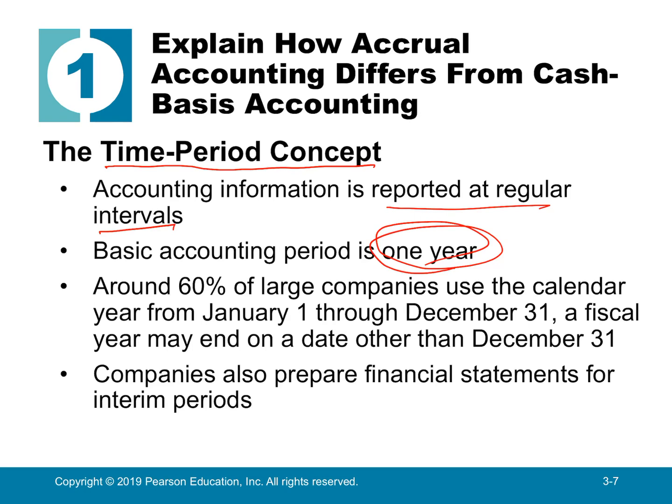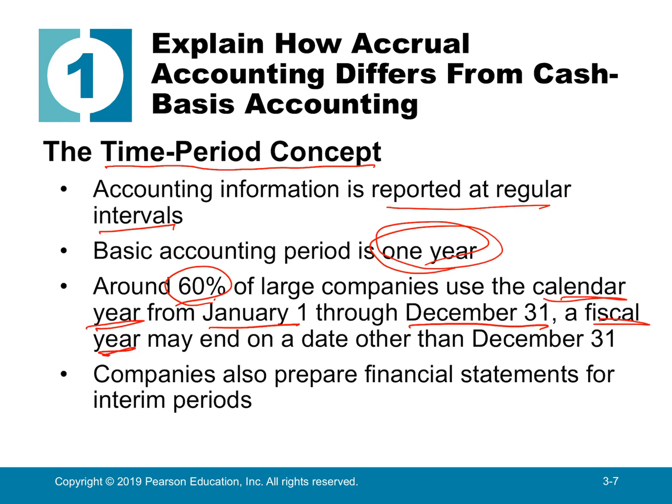But most large companies do official statements once a year. They might do some in the interim periods, but audited, properly done financial statements are usually done once a year. Many companies, about 60%, will use January 1st through December 31st as their fiscal year, right? So fiscal means like financial year. January 1st to December 31st is thought of as a calendar year, right?